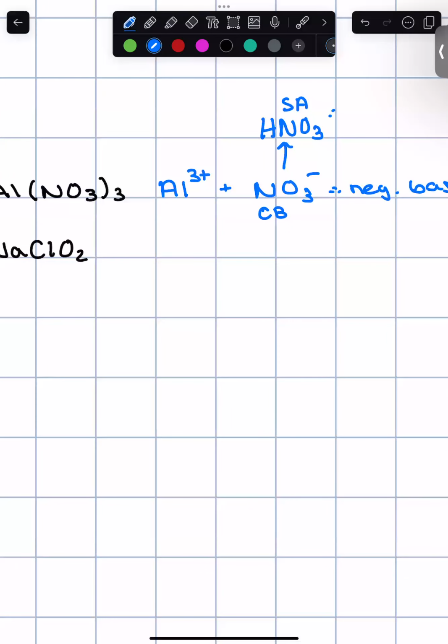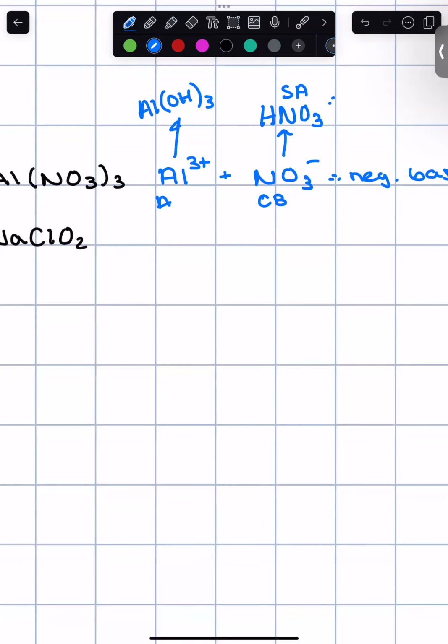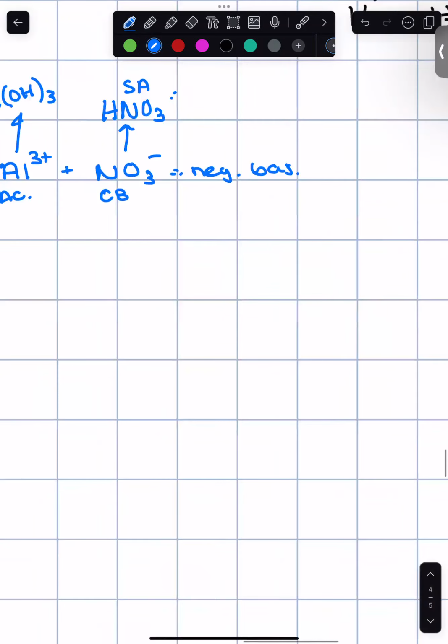This is a cation that comes from a base, maybe aluminum hydroxide, that is not one of your listed strong bases. So then this could be some sort of acidity. So it's acidic.